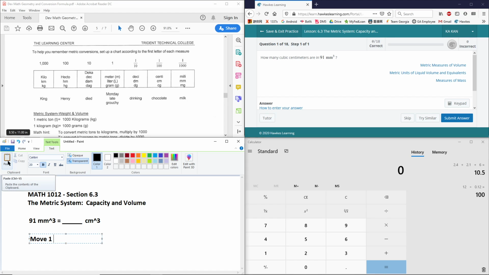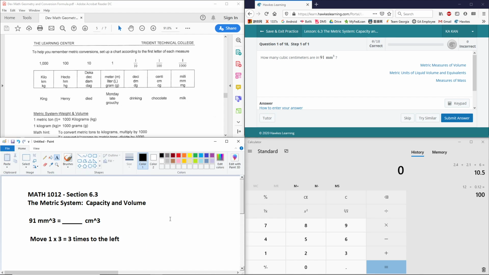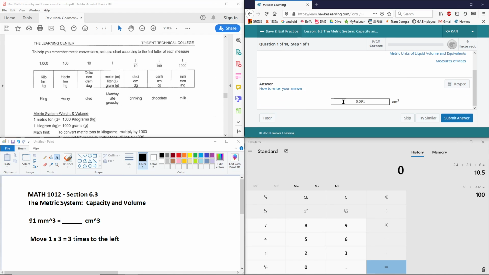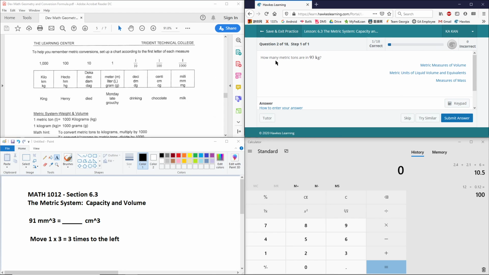You have to move 1 times 3 because its volume is 3-dimensional, which is 3 times to the left, just like that. So now look at this. You have to move 91, so decimal starts right here, 3 places to the left, and that should be this. There you go.